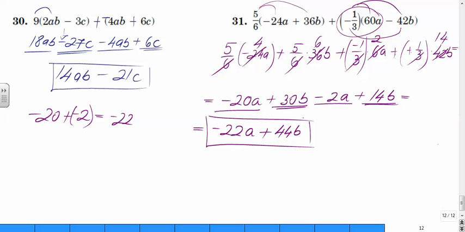This is it for multiplying rational numbers, real numbers. These are the rules, these are the steps. I hope you guys got it.